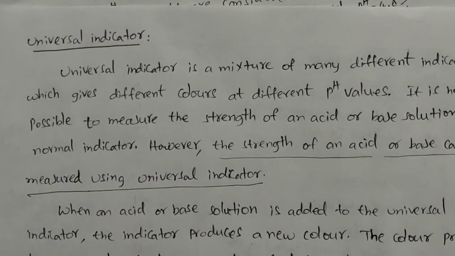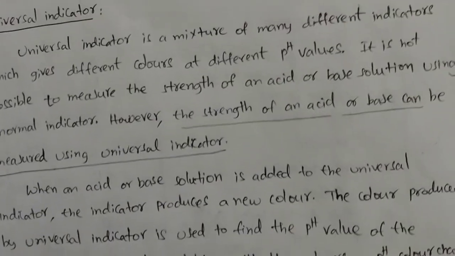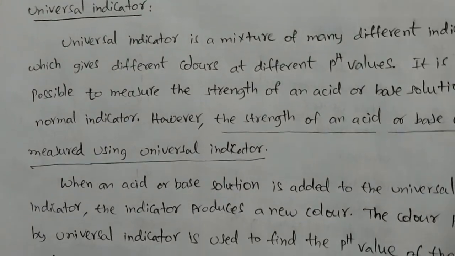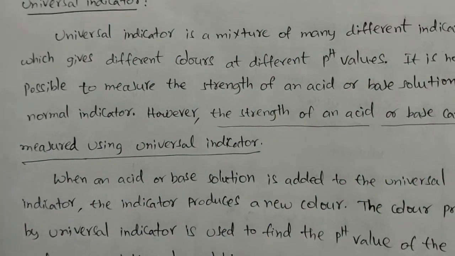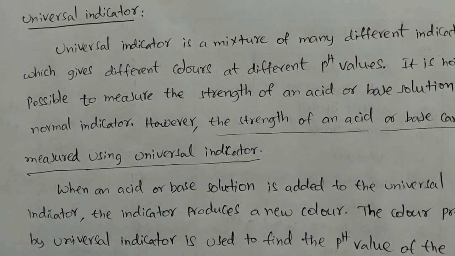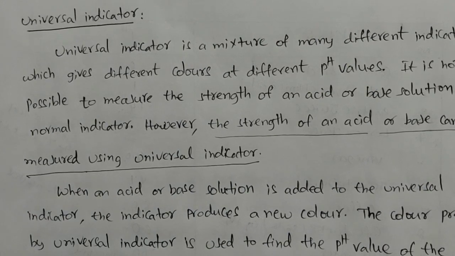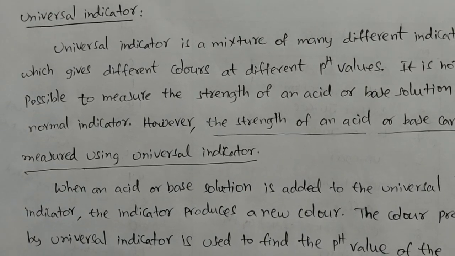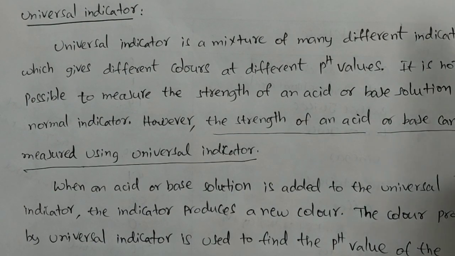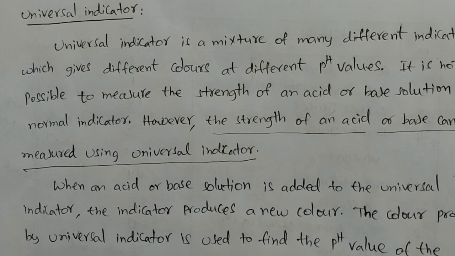So the next concept is universal indicator. So what is a universal indicator? Then what is an indicator first? An indicator is an organic substance or organic dye which is used to determine whether a solution is acidic or basic. So then what is a universal indicator?